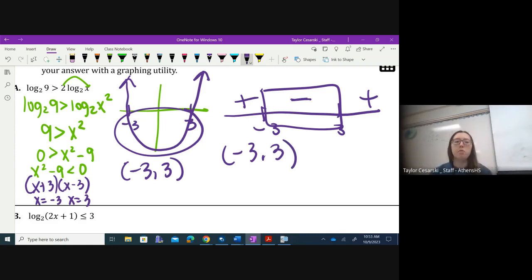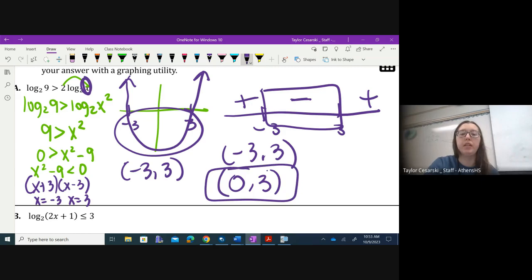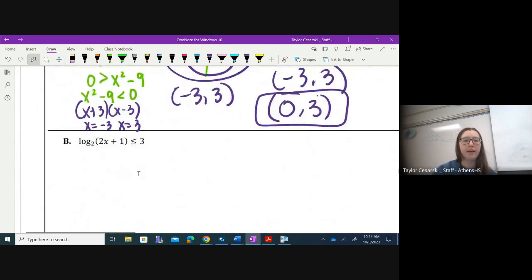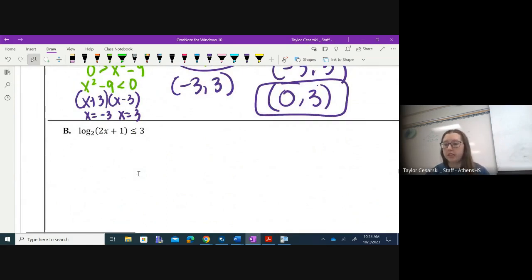Now the only problem with this is x can't be -3 because inside my log, that's going to cause a problem. So the only thing that I want here is 0 to 3, and it can't be 0 and it can't be 3, because if x is anything negative, then that log is not going to work. So again, all we did right here was we followed this property, that what's inside the log is going to be greater than that. Same thing right here that's kind of happening.